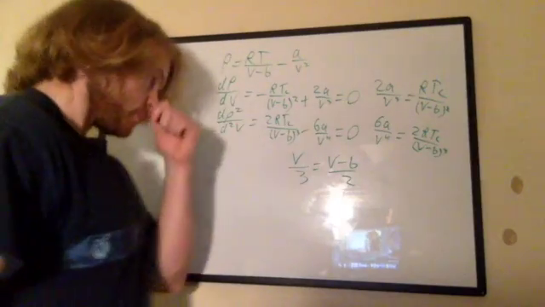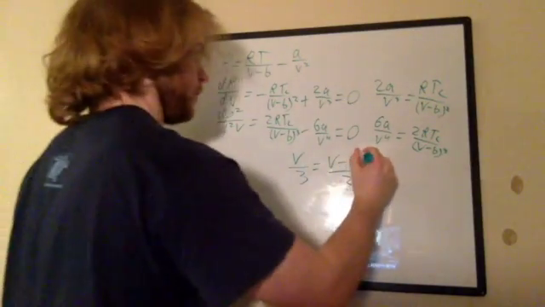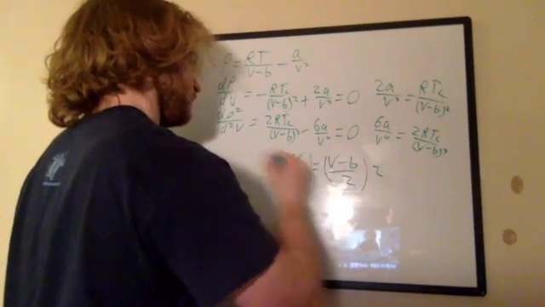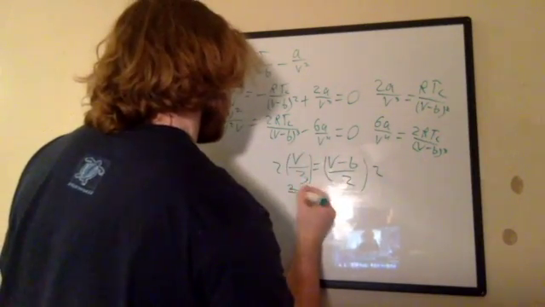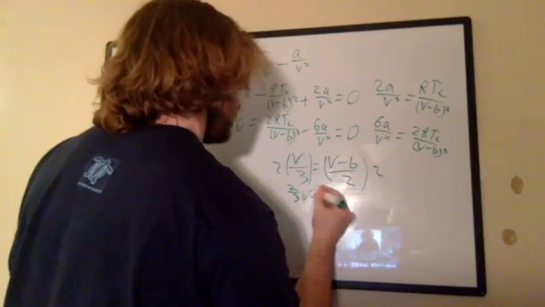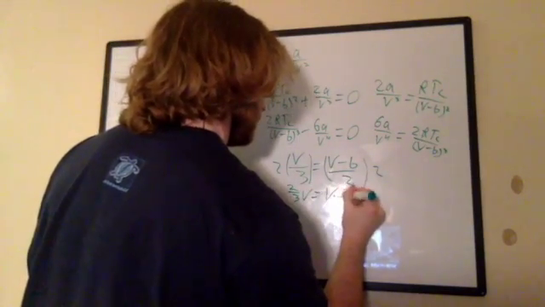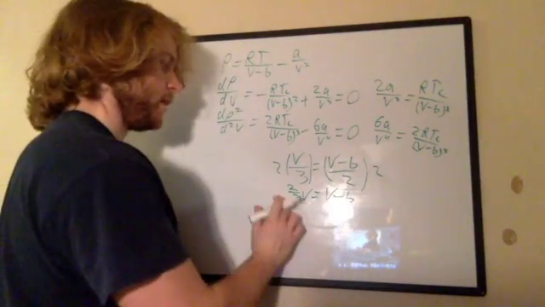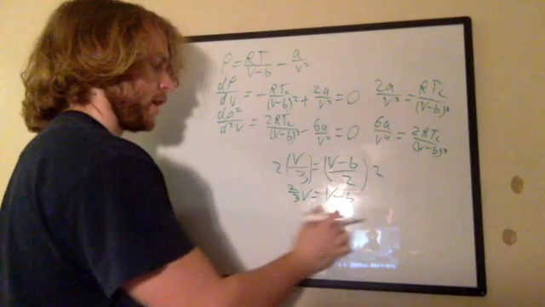Alright, and now we are going to multiply both sides by 2. And we're going to get 2/3 v is equal to v minus b. Alright, now what we can do here is we can go ahead and add b onto the other side and subtract the 2/3 v.